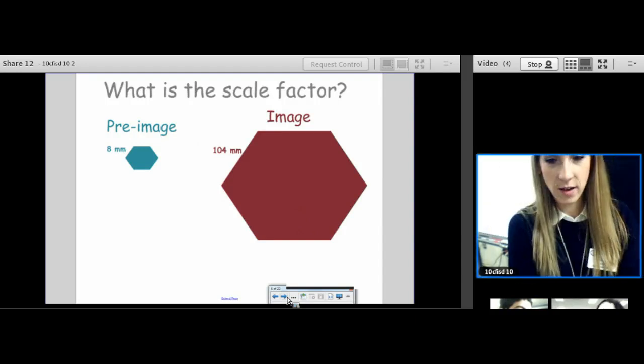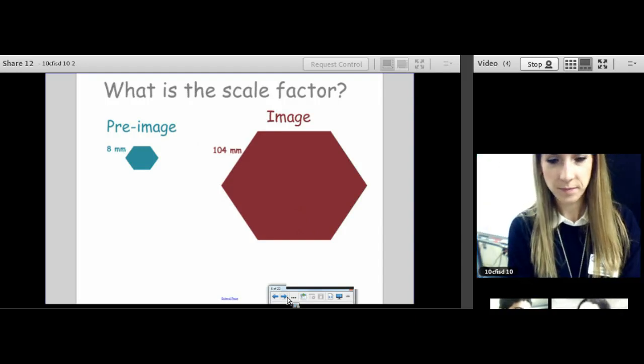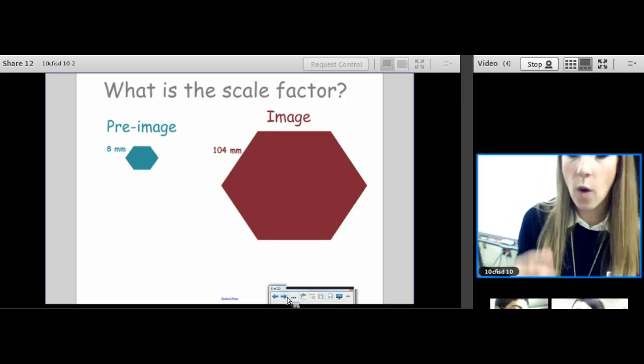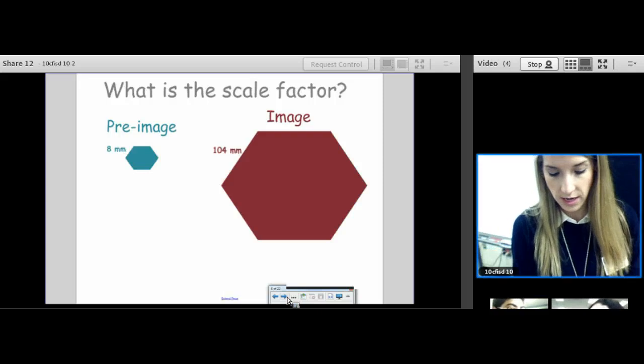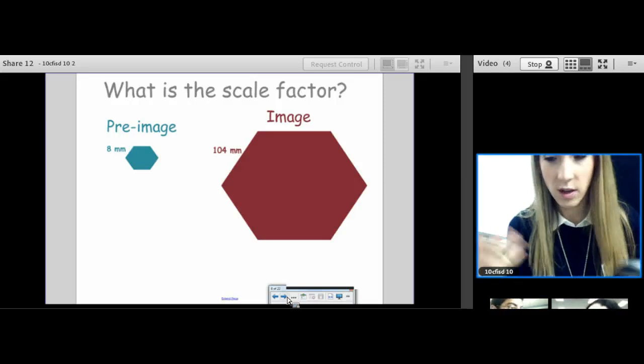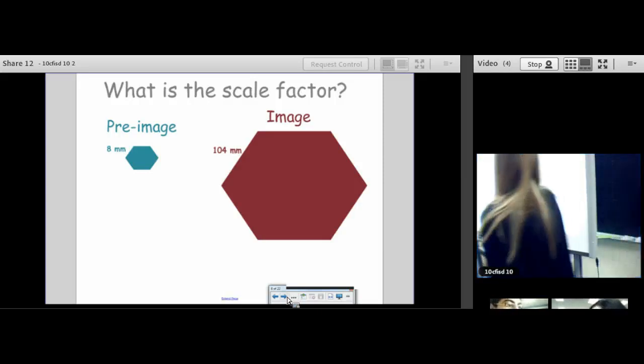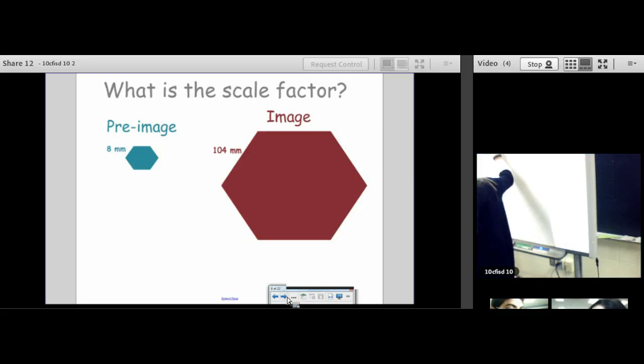What is the scale factor? $13. Try to think what number could you multiply 8 by to get 104? And you're all saying 13. 8 times 13 is 104. Very good. So the scale factor is 13.